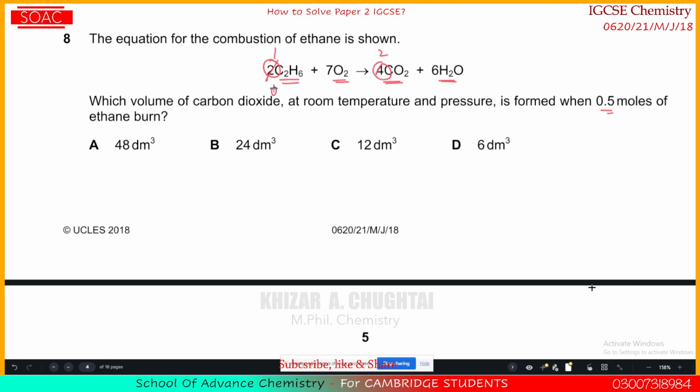So if I am using 0.5 mole, how much mole of CO2 will be formed? 1 mole of CO2 will be there. 1 mole of any gas at room temperature and pressure has a volume of 24. So B is the correct option.